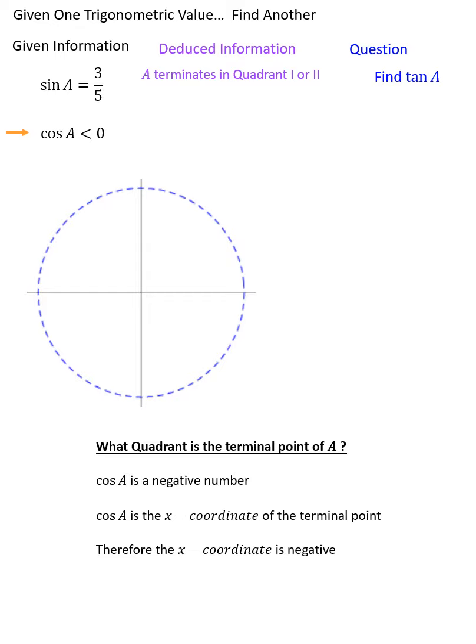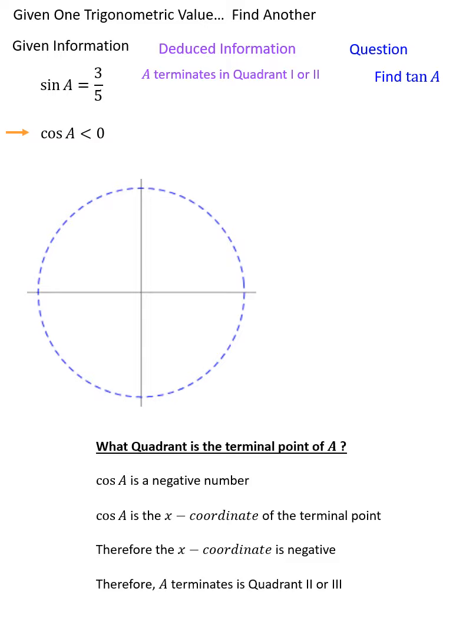If the x-coordinate is negative, in general, couldn't we say that A would have to terminate in quadrant 2 or 3? After all, quadrants 2 and 3 are the locations where the x-coordinate is negative.